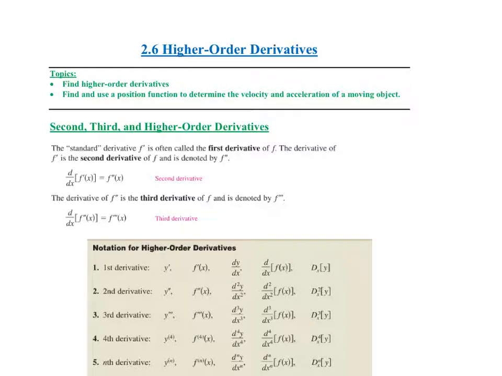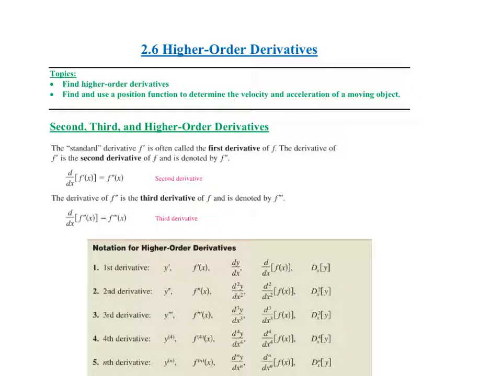Section 2.6 is on higher order derivatives. So what are higher order derivatives? They're just second derivatives, third derivatives, fourth derivatives, or whatever derivative we want. So what is a second derivative? Well, it's just the derivative of the derivative. What's a third derivative? You just take the derivative 3 times. A fourth derivative, you just take the derivative 4 times. So it's nothing special here. It's just that you might want to take the derivative more than once.